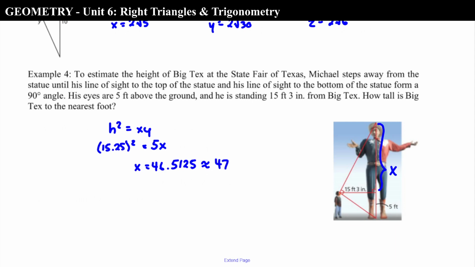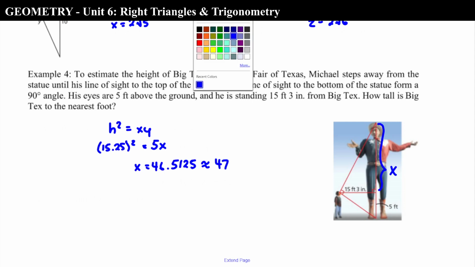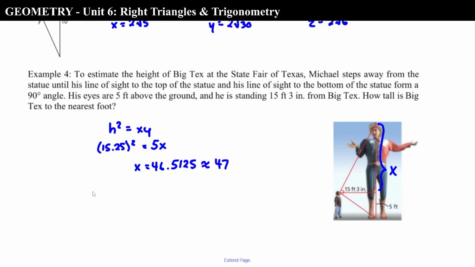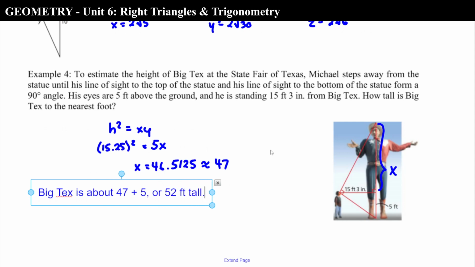So again, word problem, let's do a word answer. So we can say Big Tex is about 47 plus 5, because remember, we just found the value of x. We did not find the entire height, so we have to add that 5 extra feet back to it, or 52 feet tall. So don't forget to do that last little bit there. Because we found x here, we had to add 5 to it to find the height of the entire thing.